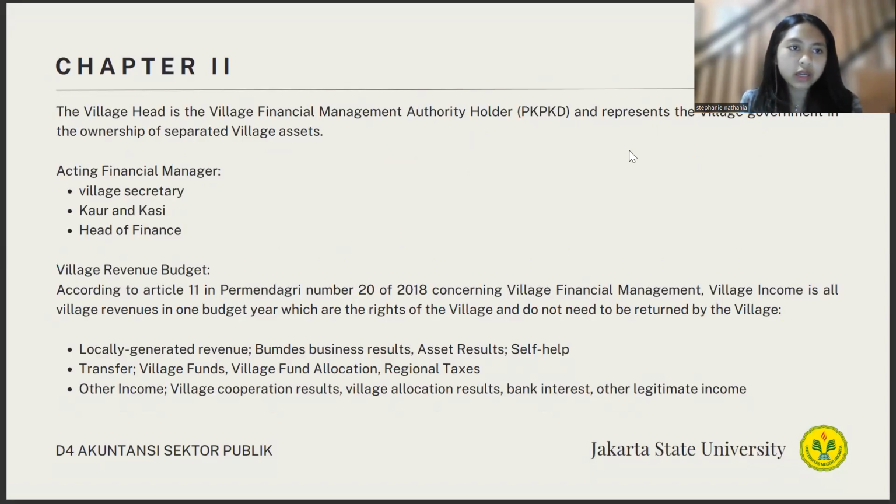So the village head is the village financial management authority holder, or PKPKD in Bahasa Indonesia, and represents the village government in the ownership of separated village assets. Then there are the acting financial managers. First is the village secretary, and then there are also kaur or kasi. Kaur is kepala urusan, and kasi is kepala seksi, and then there is also a head of finance.